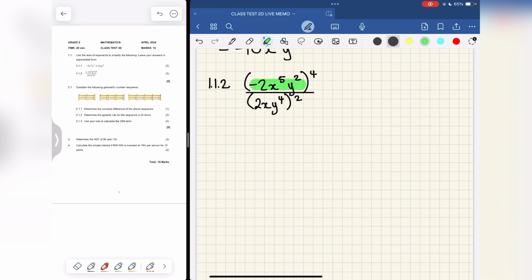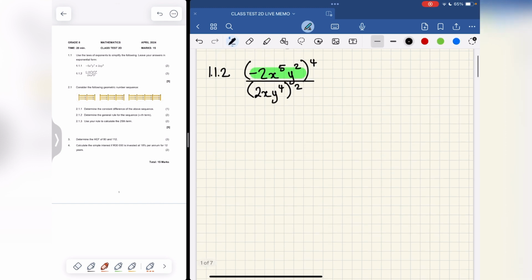So we've got a product raised to a power, and we know that if we are raising a product to a power, every factor inside that product must be raised to that power. So the first factor in the product is negative 2, so we'll raise negative 2 to the power 4. And then we have x to the power 5, that's raised to the power 4. And we have y to the power 2, that's also raised to the power 4. So that way, each of the factors are being raised to the power outside the bracket.